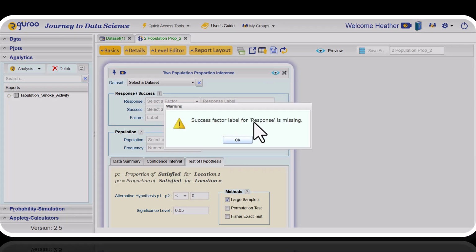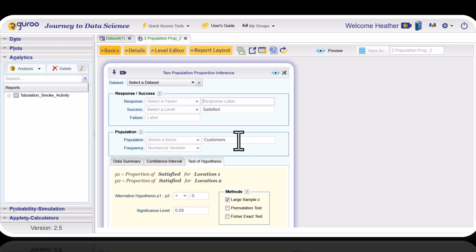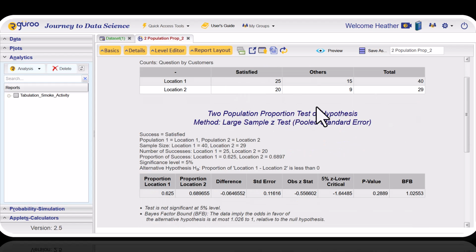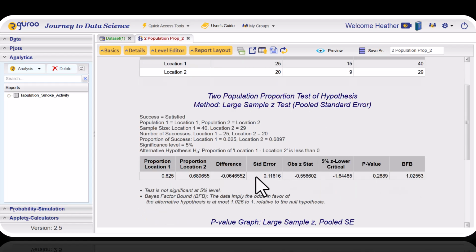Okay, it also wants a factor label for response. The response label, you can type in anything you want. I'm just going to type in question. Okay, let's go ahead and see what happens. Now we have our summary here. Anytime I do a hypothesis test, the one value that I really always want to pull out is my p-value, and that's this value right here.